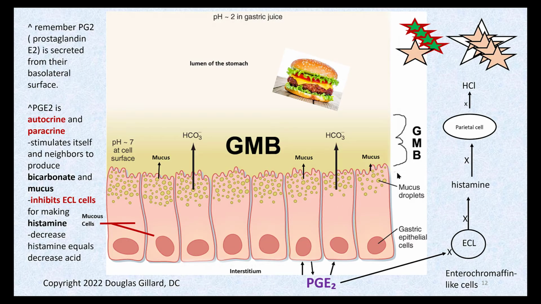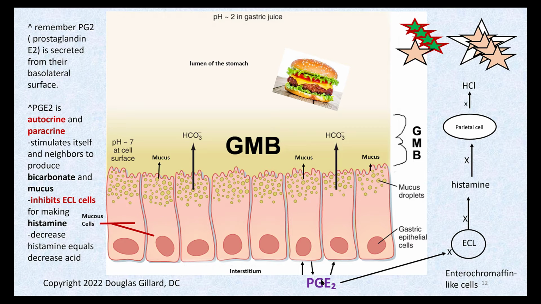So let's look at this little cartoon. These are mature, those little green foveolar cells here. So they secrete mucin, which mixes with local water that's floating around and becomes mucus. They secrete bicarbonate here, which can neutralize acid. And this is the lumen of the stomach where the hamburger is sitting. And out the bottom, the basolateral surface is the bottom of this cell. That's where PGE2 is secreted.